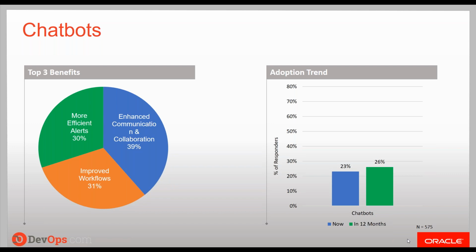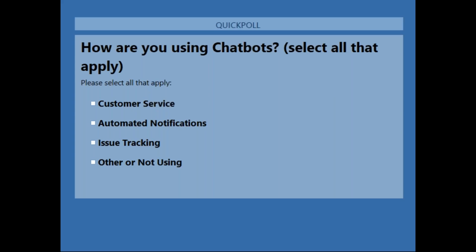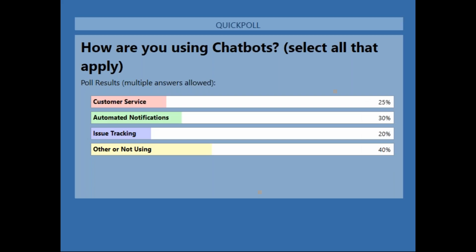Excellent. Guys, we're going to do our polling question here. We're going to do it quickly because we're running a little low on time. And it's really about chatbots or ChatOps. Select all that apply. What are you using it for? How are you using it? Is it for customer service, automated notification, issue tracking, maybe another reason, or you're not using it at all? Don't have a lot of time, so we're going to close polling off here in 5, 4, 3, 2. Come on, folks, give us your answers. Okay.